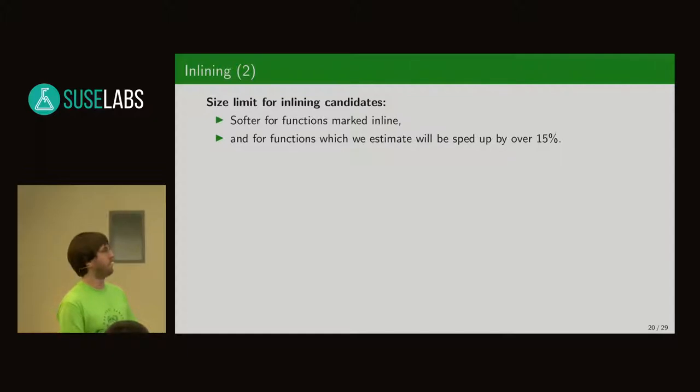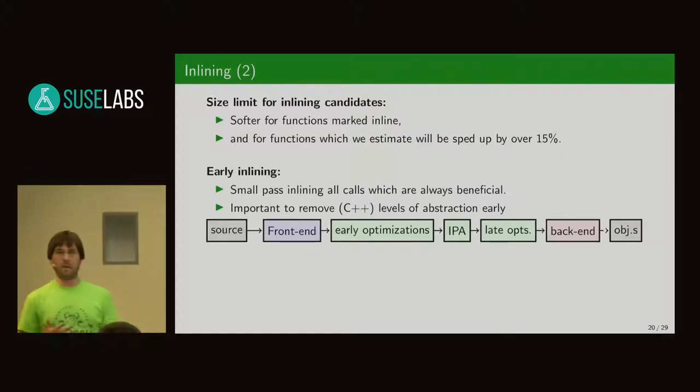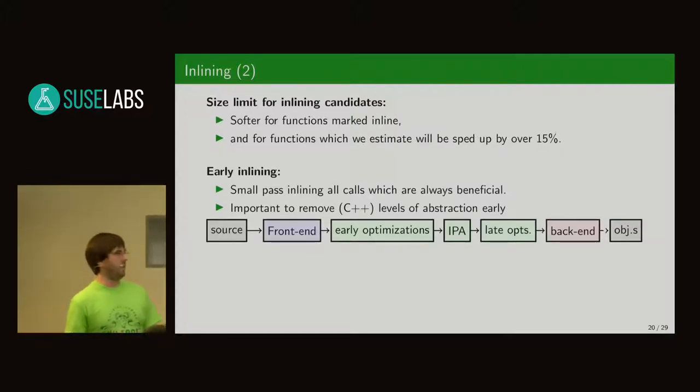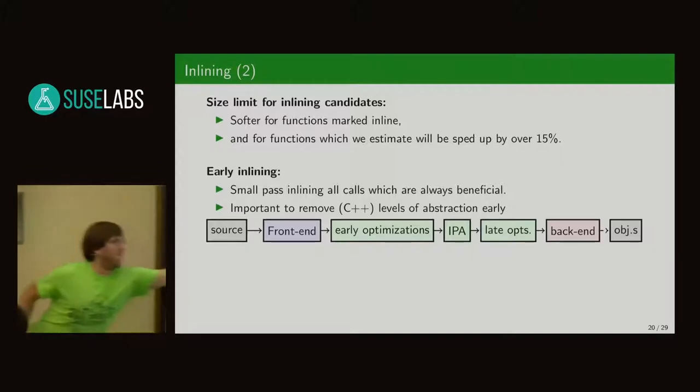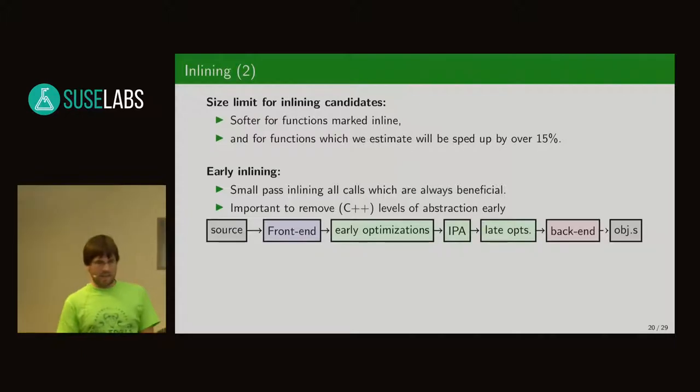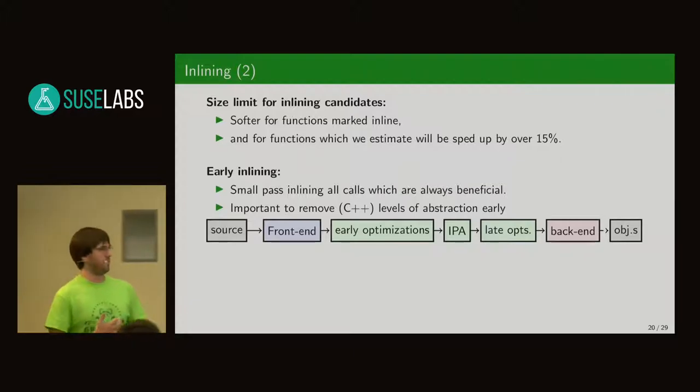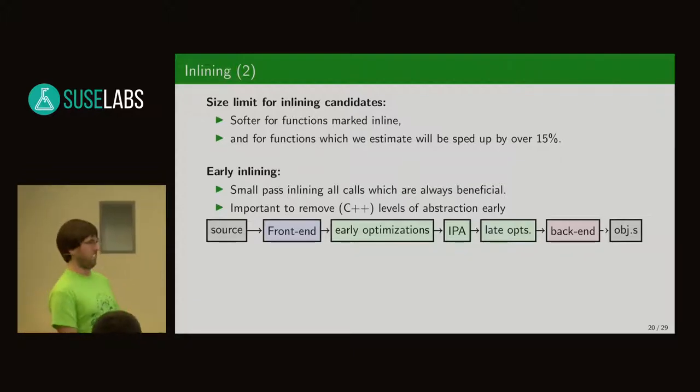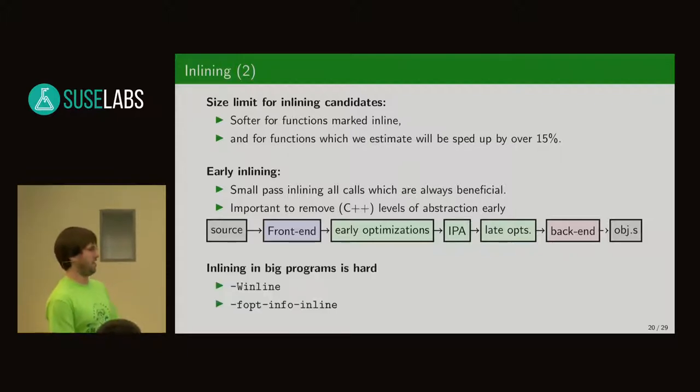There's also early inlining, which actually runs as part of the early optimizations. It looks at all the functions a function calls, and if it is clear that it is a good idea to inline it, for example a getter function from C++ that just loads something and returns it, then we inline it. And it really saves tons of levels of abstraction very, very early, and it is important to be able to analyze functions in early optimizations.